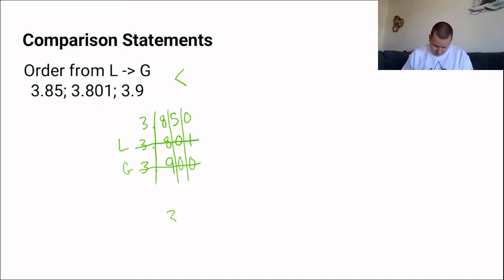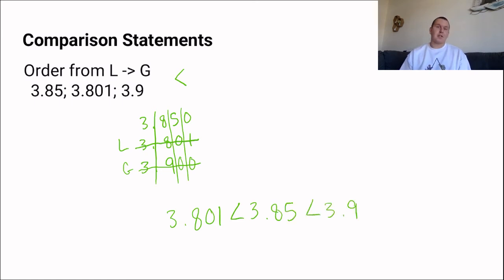So we're going to say 3 and 801 thousandths is less than, the middle number would be 3 and 85 hundredths is less than 3 and 9 tenths. And to just ensure that we got the answer correct, we're going to read it out loud. So 3 and 801 thousandths is less than 3 and 85 hundredths is less than 3 and 9 tenths.